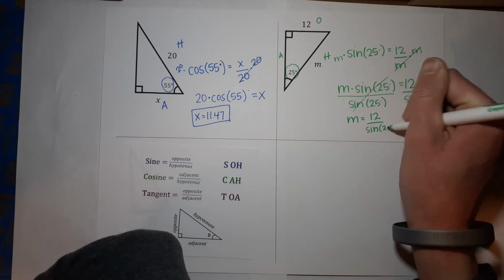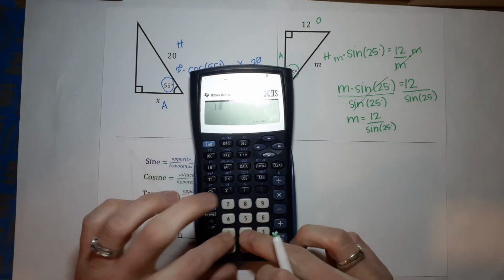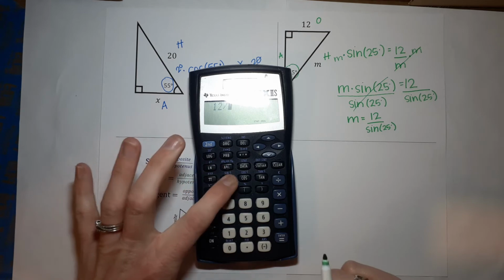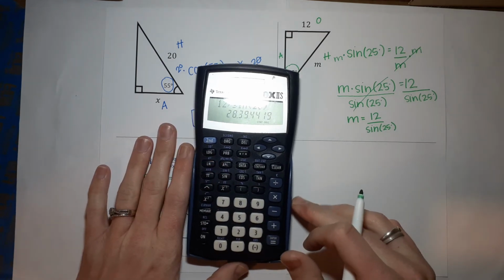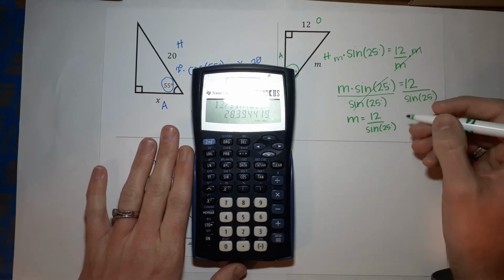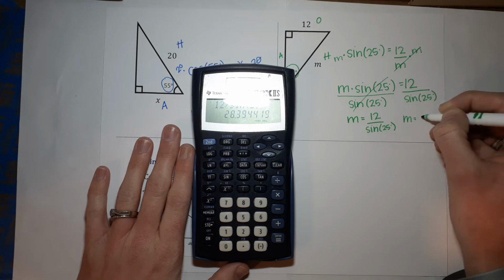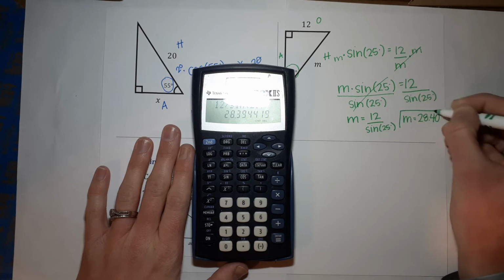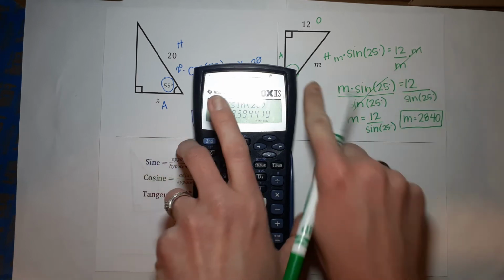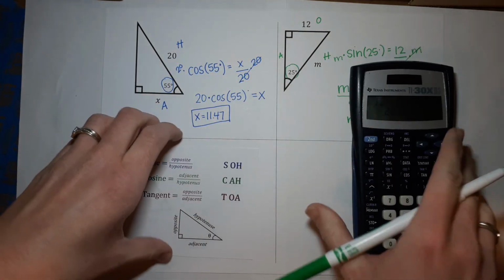This is when we get to pull out our calculator. So I've got 12, and we are dividing it by the sine of 25 degrees. And I get 28.394419. So I'm going to round that to 28.4. I could write 0.40 if I wanted to. So that is m. Okay? All right, one more. Oh my gosh, last one.